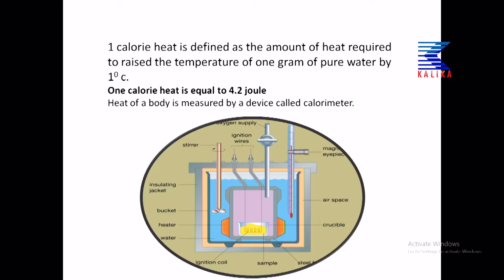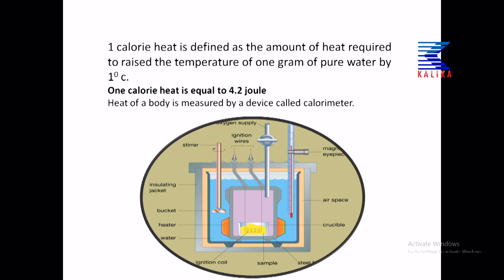So, 1 calorie of heat is defined as the amount of heat required to raise the temperature of 1 gram of pure water by 1 degree Celsius. Look, there is 1 gram, so it is a CGS unit. The relation between calorie and joule is that 1 calorie of heat is always equal to 4.2 joules of heat energy.